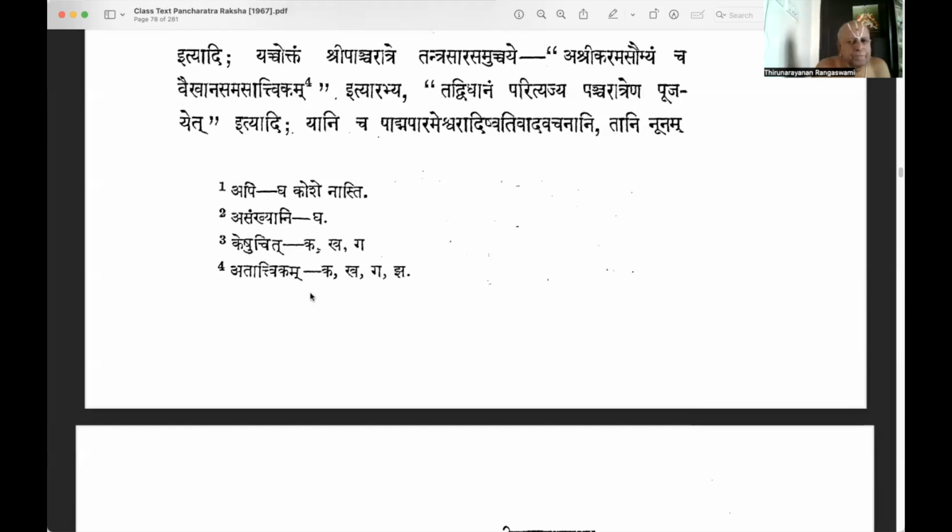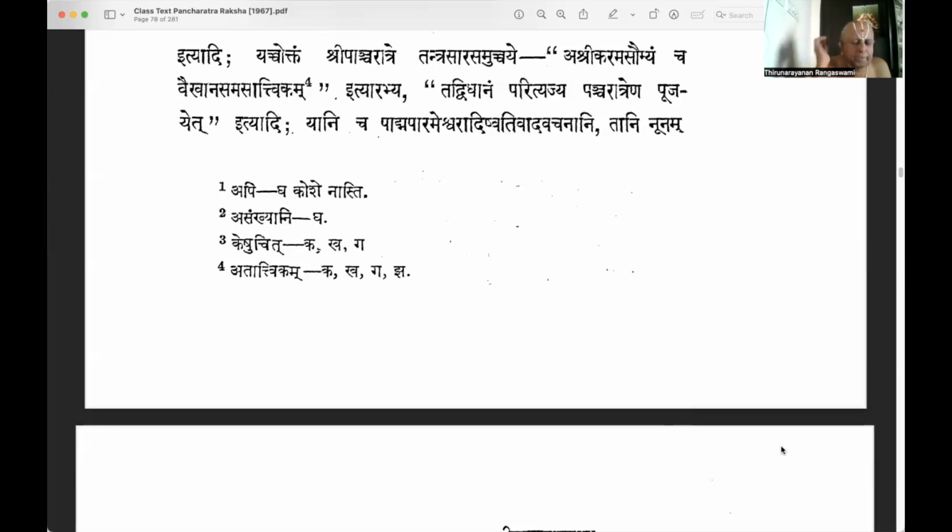So what will happen if there is a mix-up? Then Ashrikaram. It will bring down the prosperity of the temple. So the position of the temple will be in doldrums. And Asaumyam. It will be unpleasant. Vaikhanasam, Asatvikam. Vaikhanasam, when it is not following Sattata Samhita, Asatvikam in the sense not good in attitude.